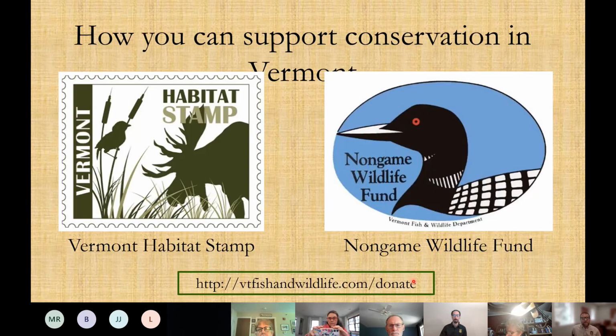Okay, lastly, just want to remind everyone that overwhelmingly hunters and anglers pay for conservation in Vermont through their license fees, but everyone can support conservation through purchasing a habitat stamp or donation to the Non-Game Wildlife Fund.